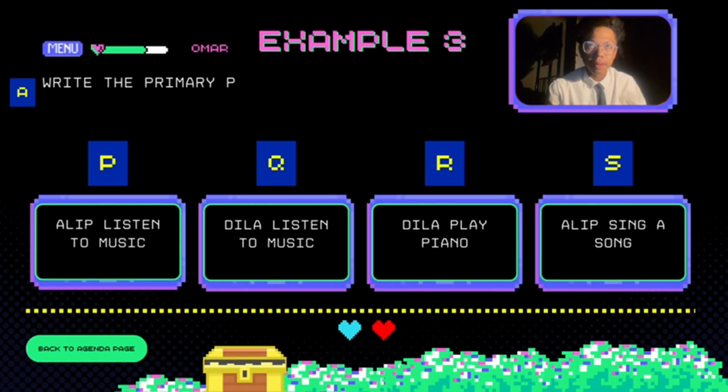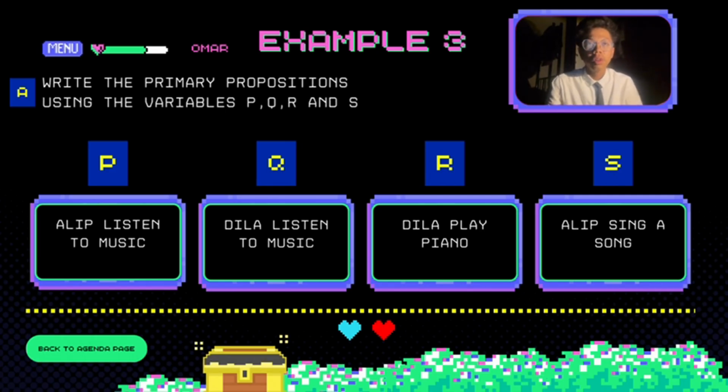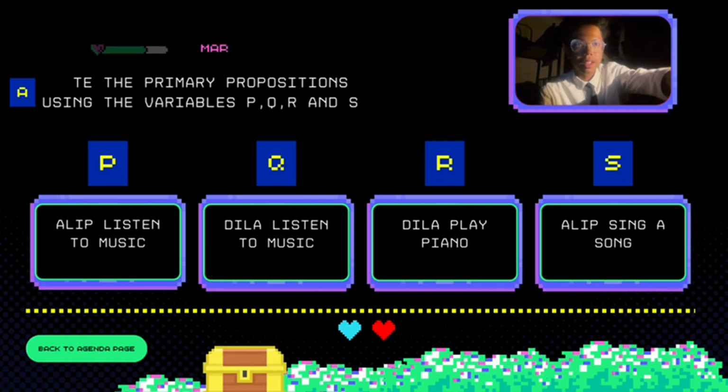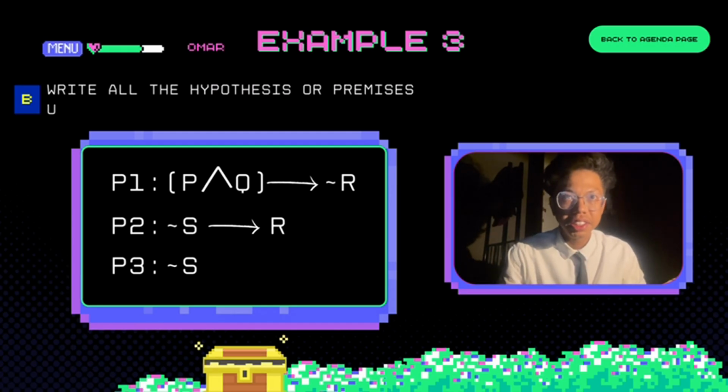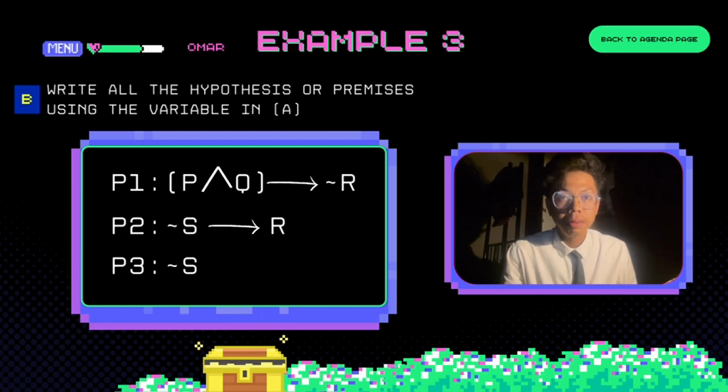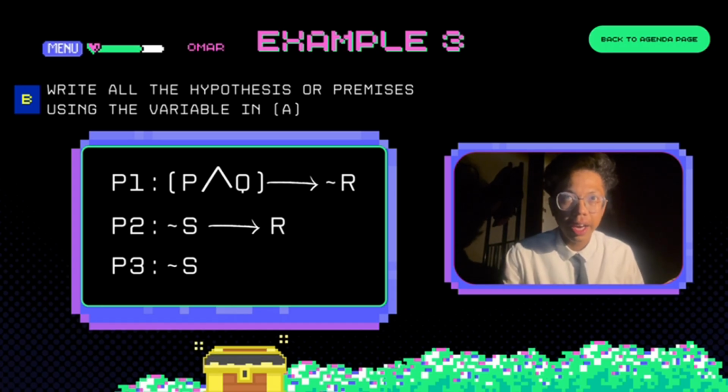So for question A, write the primary propositions using the variables P, Q, R and S. So P, Alif listens to music. Q, Dila listens to music. R, Dila plays piano. And S, Alif sings a song. So for B, write all the hypotheses or premises using the variables in A. So premise 1 is P and Q implies negation R. For premise 2, negation S implies R. And then for premise 3, negation S.